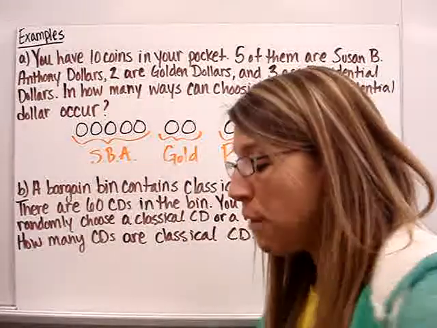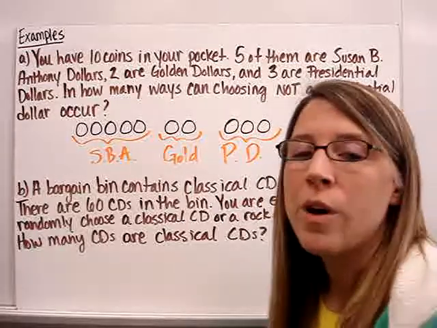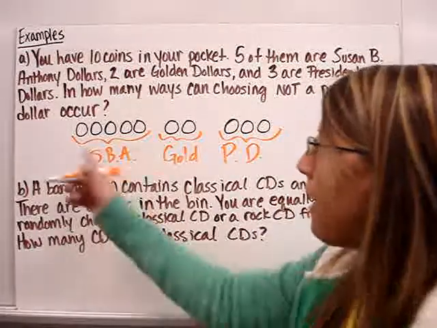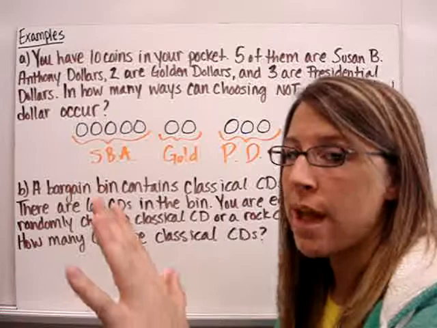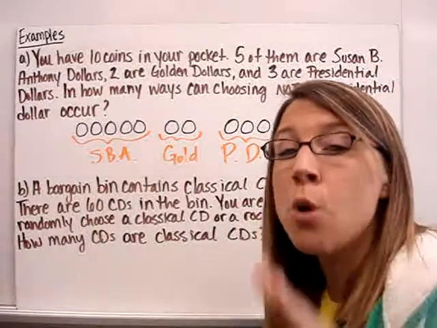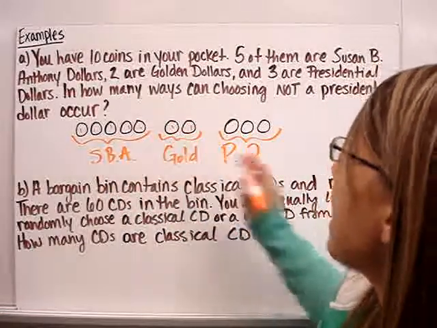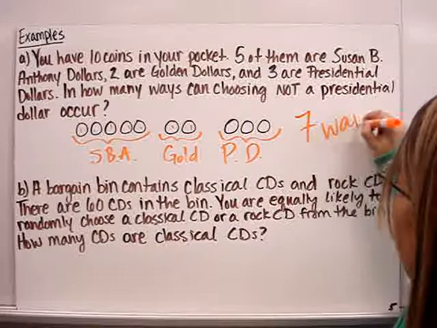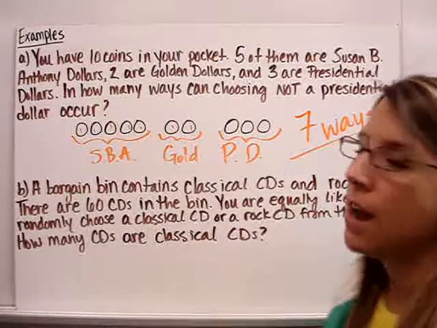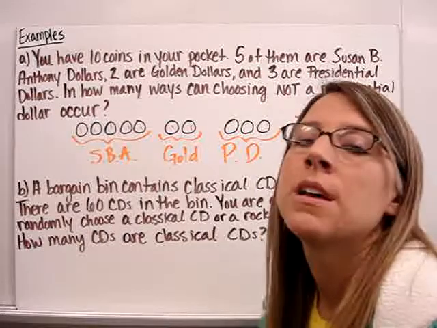In how many ways? If I reached in my pocket to pull out 1, how many ways can I pull one that's not a presidential dollar? Well, I have 5 Susan B. Anthony, so that's 5 ways. I have 2 golden dollars that are not presidential dollars. That's 2 more ways. So I've got 1, 2, 3, 4, 5, 6, 7 ways that I can pull out not a presidential dollar. So that's simple.